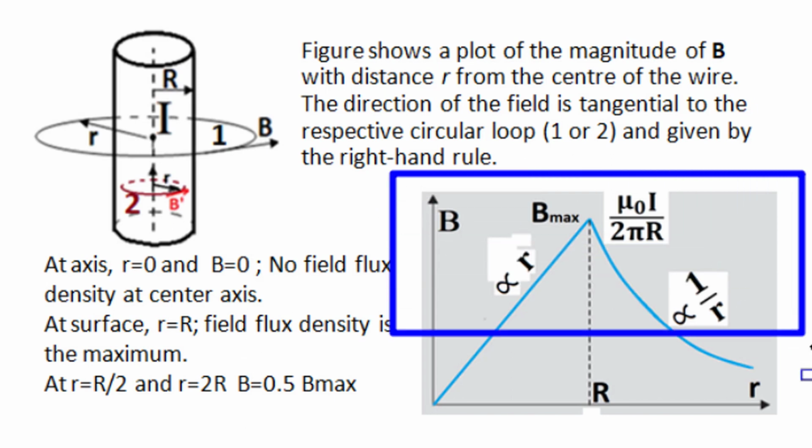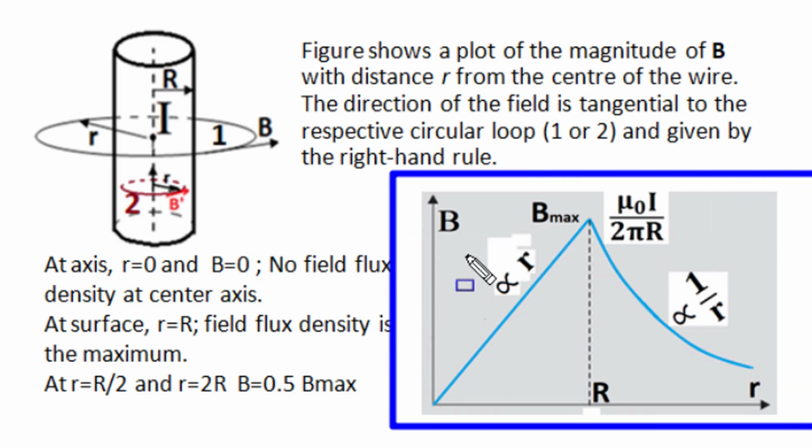This figure in the blue frame represents the variation of magnetic field flux density of a current carrying long straight cylindrical conductor for both internal and external positions. For internal positions, the magnetic field flux density is directly proportional to the distance from the central axis, and this is a linear variation. And for external positions, the magnetic field flux density is inversely proportional to the distance from the central axis, and thus becomes a hyperbolic variation. And the magnetic field flux density attains its maximum value at the surface of this conductor, and that is mu 0 I upon 2 pi capital R.